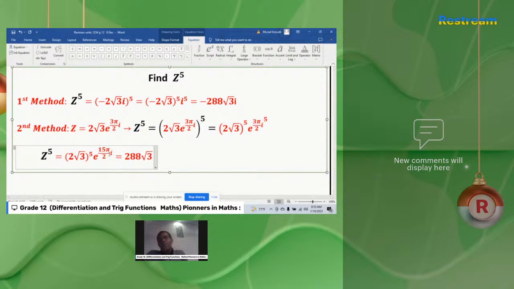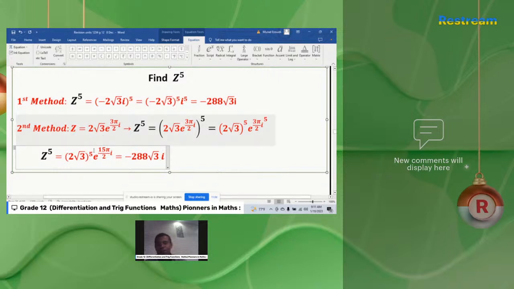It will be negative simply because this one can be written as 14 pi plus pi all divided by 2. 14 pi divided by 2 is 7 pi. So the number is odd. Therefore, the negative sign will appear. So it will be negative 288 root of 3 multiplied by i. So this is the last answer, learners.